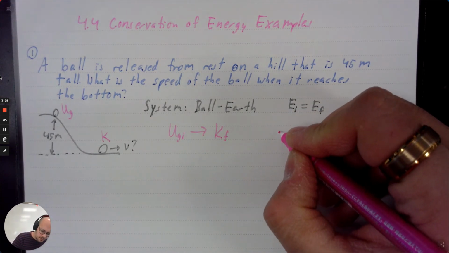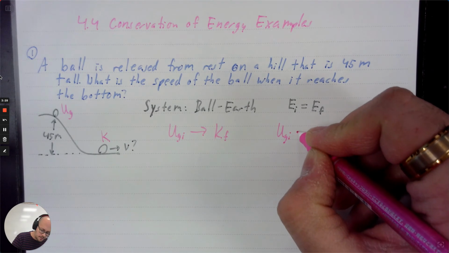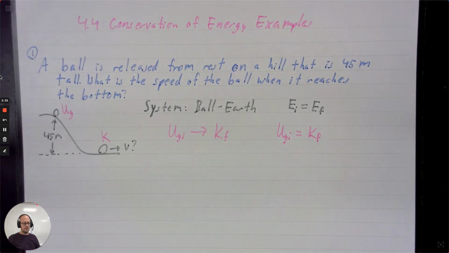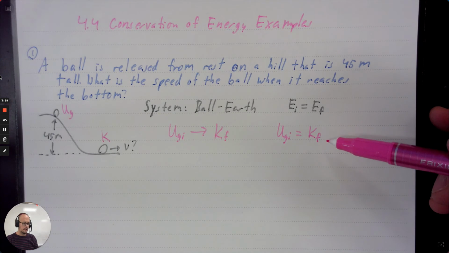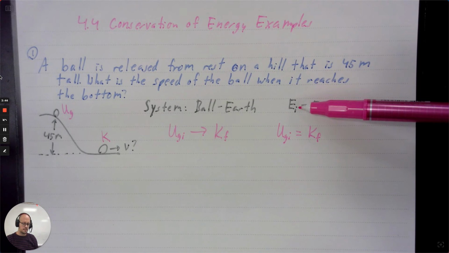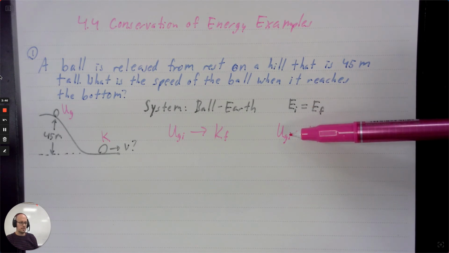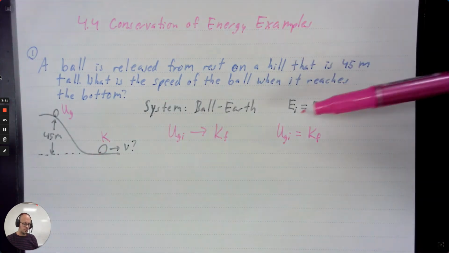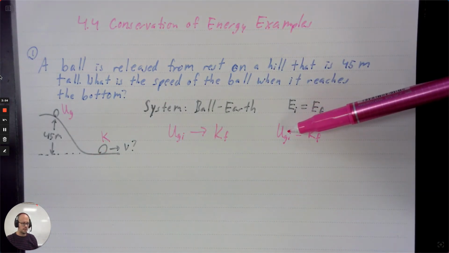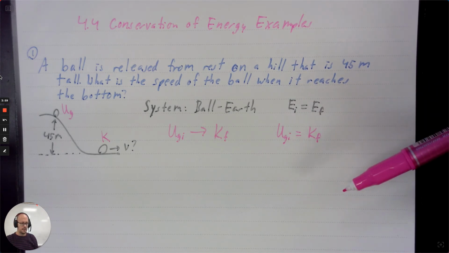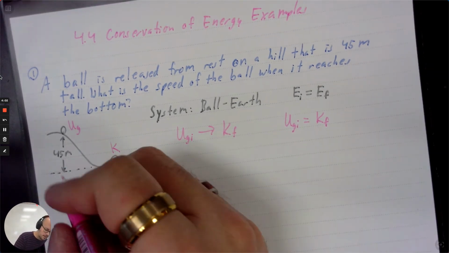So I set up this equation. The initial gravitational potential energy is equal to the final kinetic energy. I think this tends to be a place where a lot of students get lost because they don't understand the significance of this, that they're not just arbitrarily the same. They're the same because this object starts with nothing but gravitational potential energy, and then the event happens. It goes down the hill. At the end of the event, all of this gravitational potential energy is gone, and it has been replaced with kinetic energy.